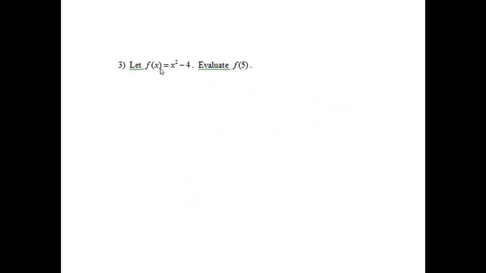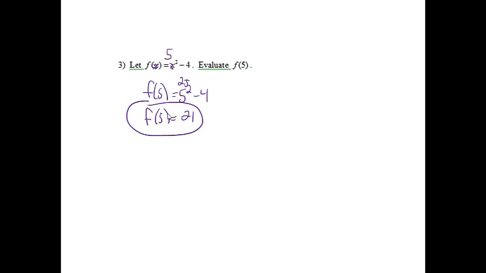All right, problem 3, let f of x equal x squared minus 4. Evaluate f of 5. Remember what we're going to do, wherever we see the x, we're going to put a 5. So we're going to have f of 5 equals 5 squared minus 4. And so we're going to have f of 5 equals, 5 squared means 5 times 5, which is 25, minus 4 is 21. So f of 5 equals 21.